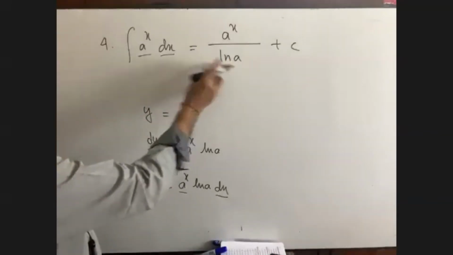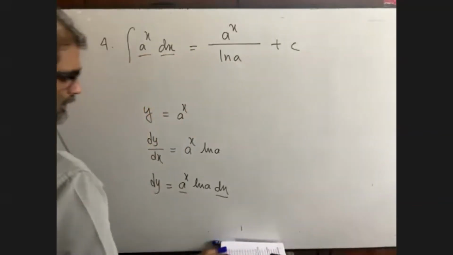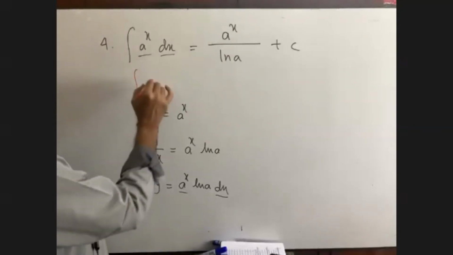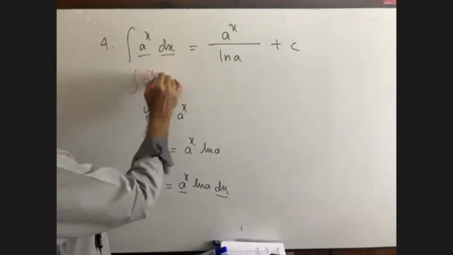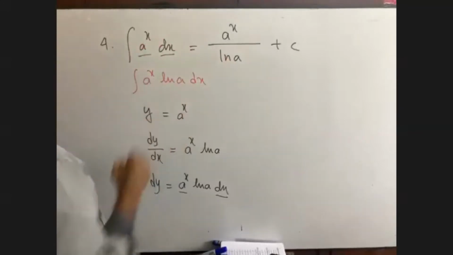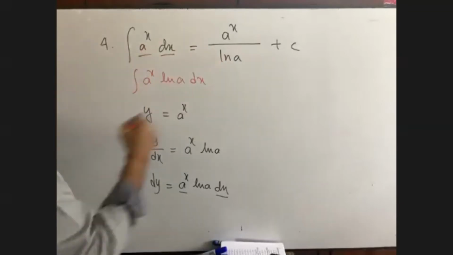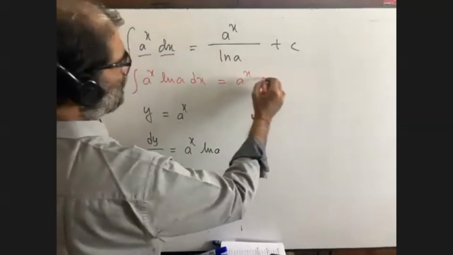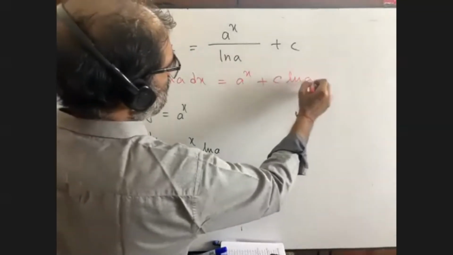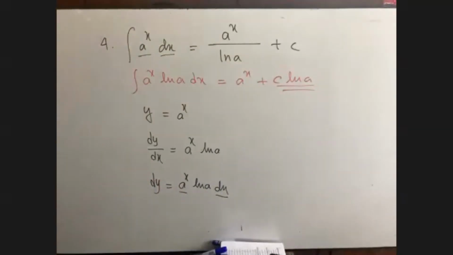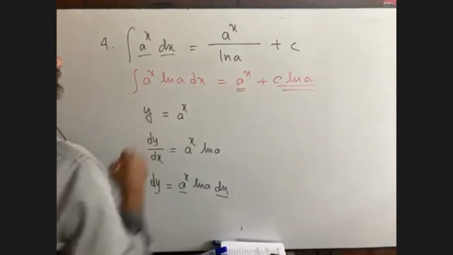You see, if we multiply this, we'll get a to the power x ln a dx. If we multiply this, it is equal to a to the power x plus c ln a. Now it has actually no value, it is the constant term. We are getting a to the power x.